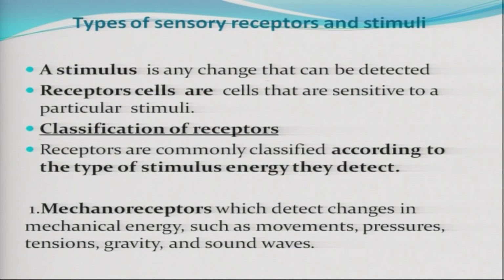Have you tried to see when there is no light at night? You cannot see because there is no light. But when the light is present, we are able to see. Light is the stimulus, which can be detected by receptor cells called photoreceptors.